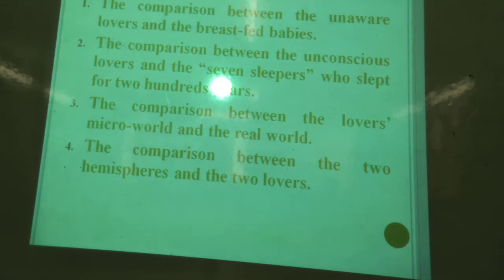Similarly, whenever two young couples fall in love and they love each other, and if their mind is fresh, their activities, their every thing should be considered like breastfeeding. That's why it is connected. But have you noticed, these are beyond our imagination. We have never thought in such a way that love and affection can be like that. It indicates the innocence of love. Innocence of love, don't forget it. And the second comparison is between the unconscious lovers and the seven sleepers who slept for 200 years. Later on, we'll discuss it in detail. The comparison between the lovers, the material world and the real world, two hemispheres, that is compared. The comparison between the two hemispheres and the two lovers.